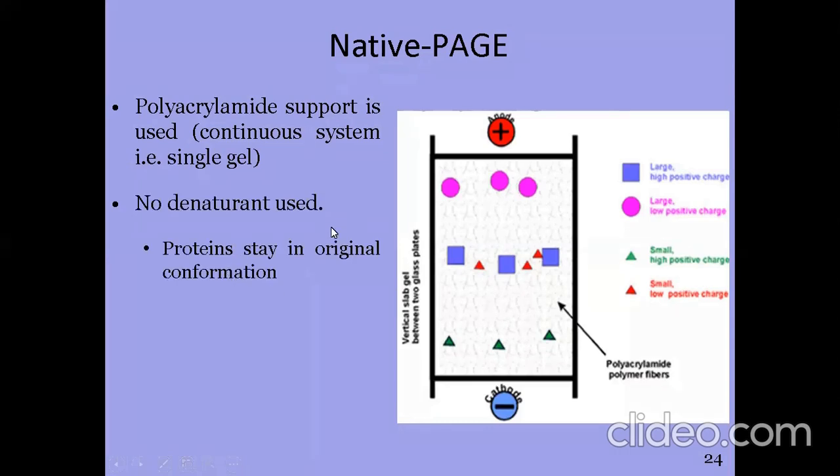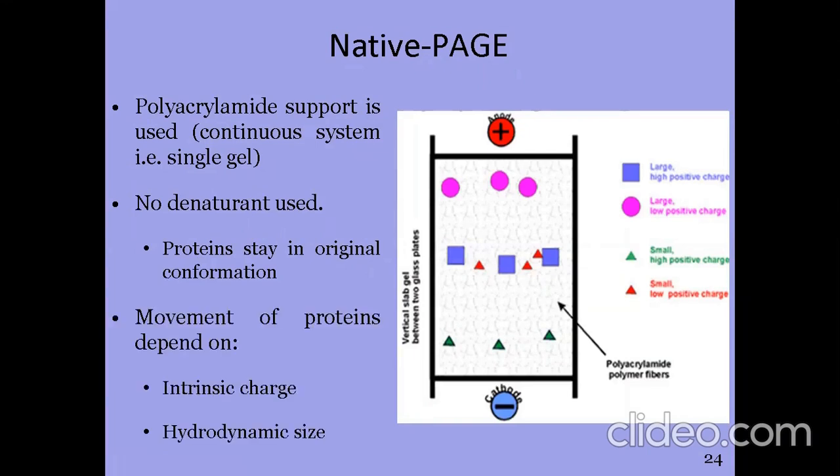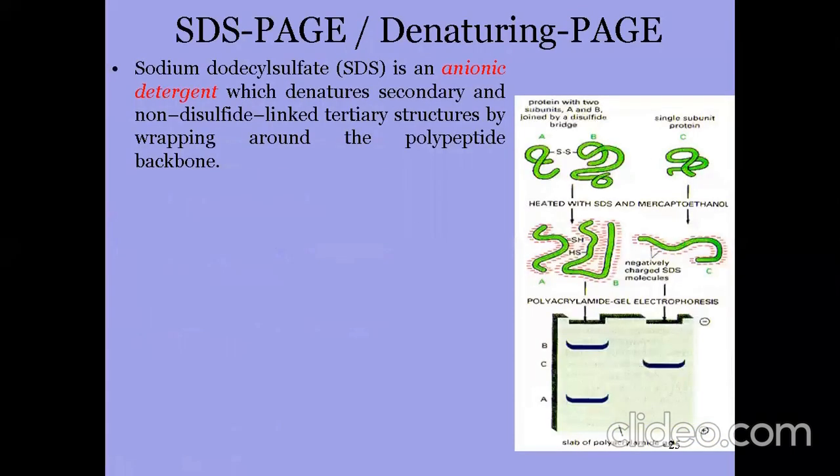We will not use any denaturant. Proteins stay in the original conformation. So in native PAGE, we do not use any denaturant to denature the proteins. And movement of the protein will depend on the intrinsic charge, that will be based on the charge and hydrodynamic size, meaning the size in a fluid. Am I clear?